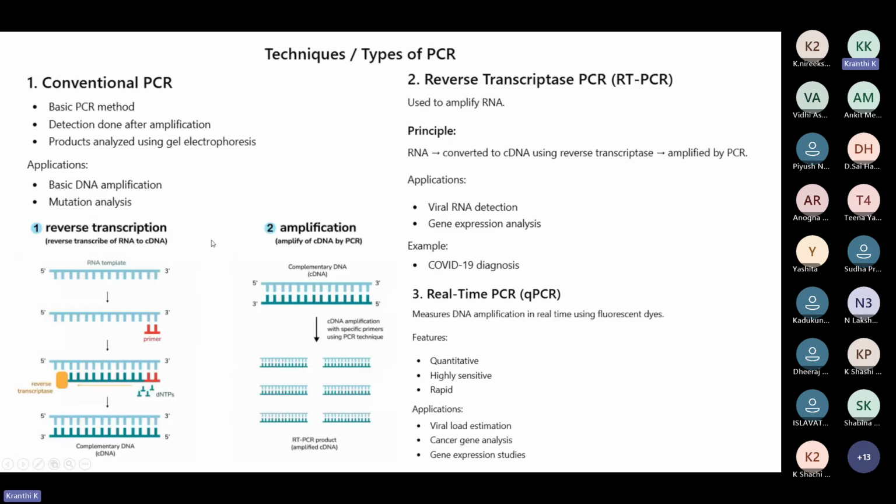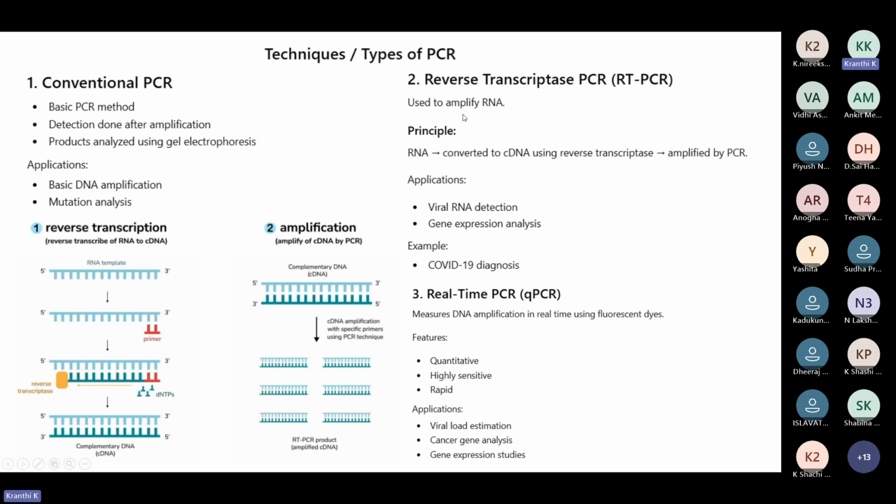Then we have different techniques. In PCR also, we have different techniques. One is the conventional PCR. The second one is the reverse transcriptase PCR, also called RT-PCR. Then real-time PCR. Like this, we have different types. And now I think in the market, we have around 20 to 30 types of PCR. But basically, these are very important. Conventional means the one which we discussed.